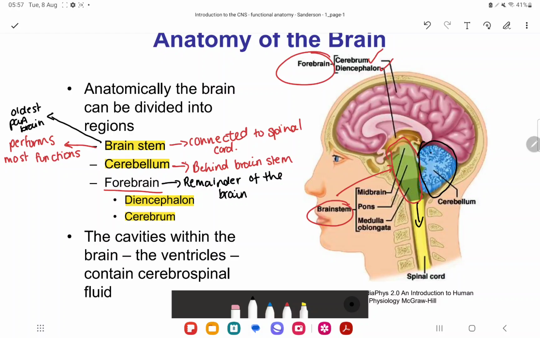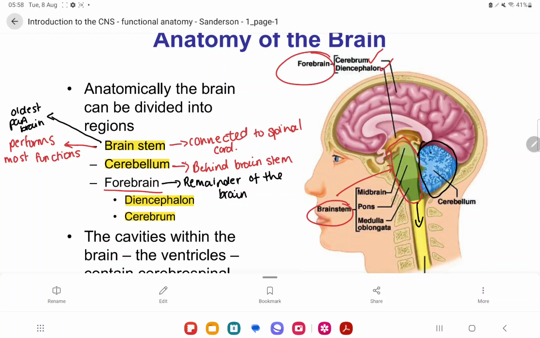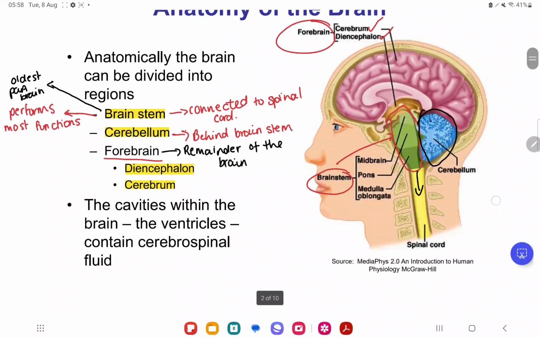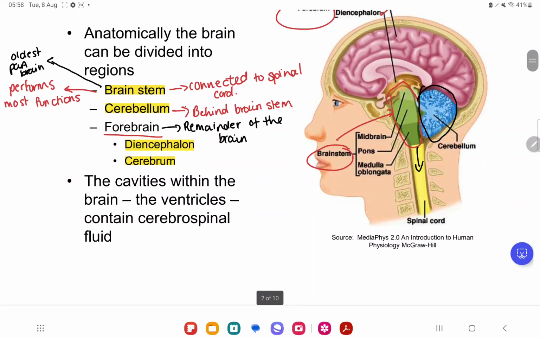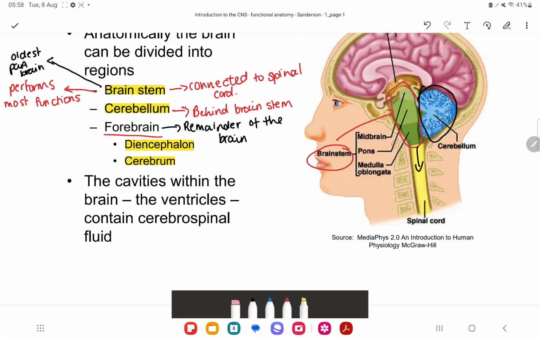Don't confuse cerebrum with cerebellum. Cerebellum is behind the brainstem, and cerebrum is part of the forebrain. Okay, so another anatomical structure of the brain is that the brain contains cavities, and these cavities are called ventricles. So let's just write that.